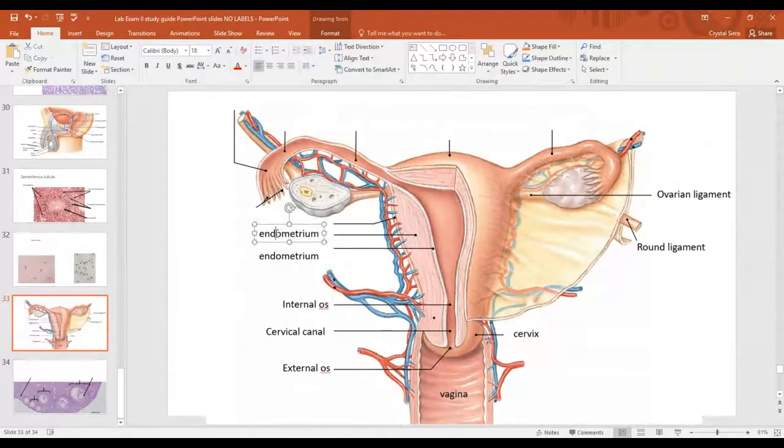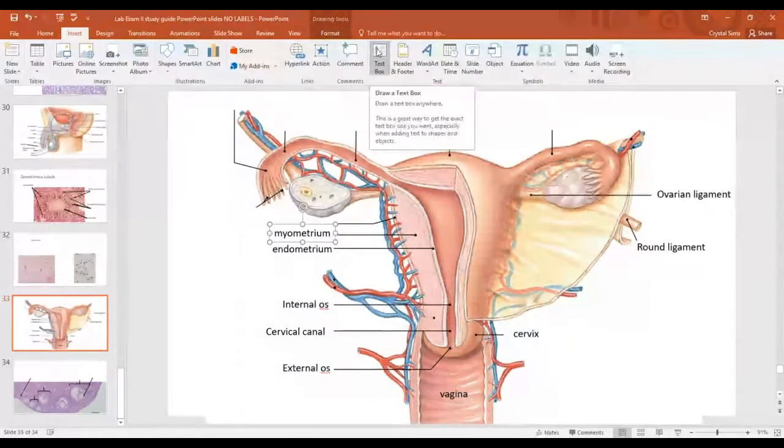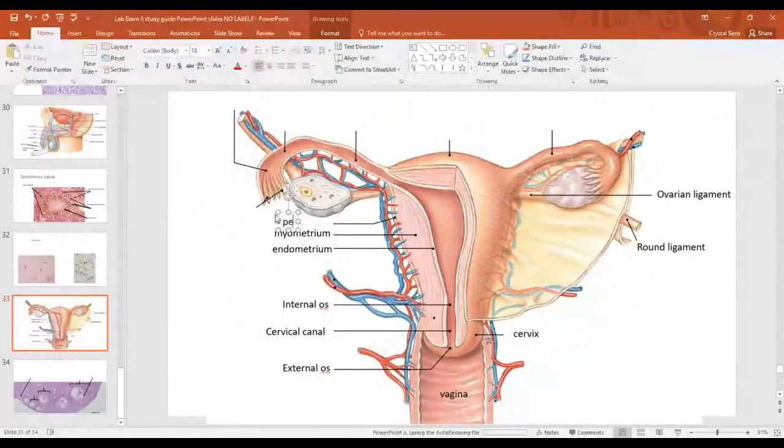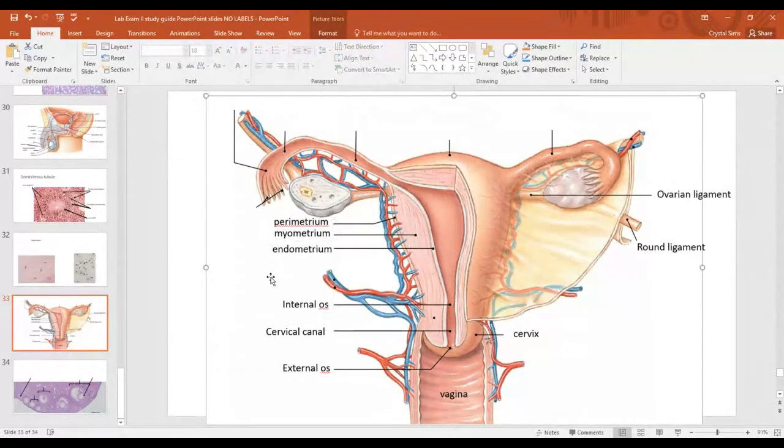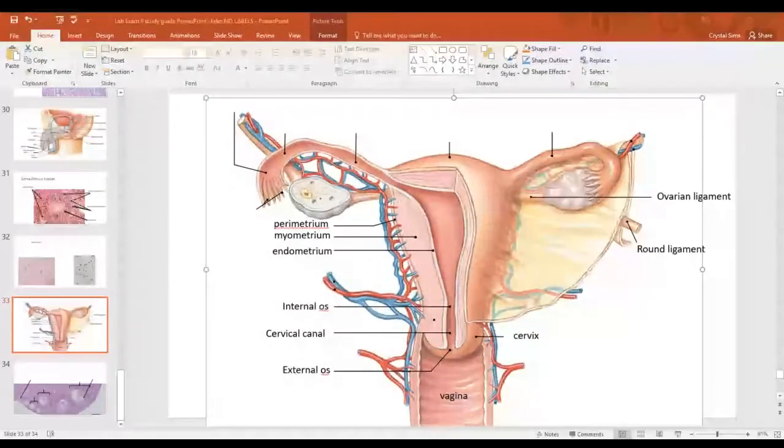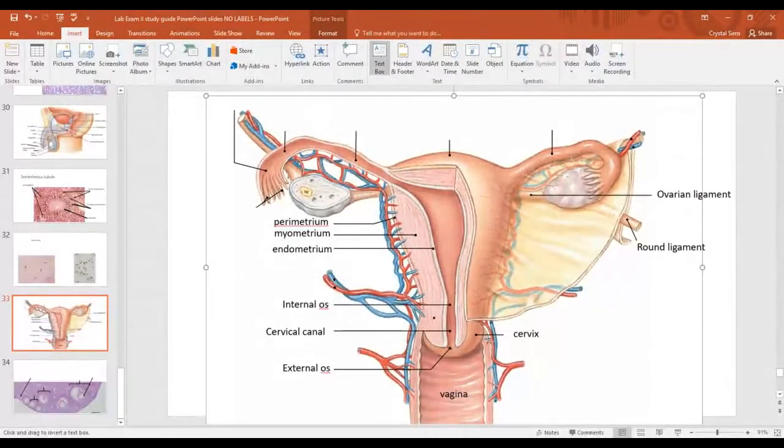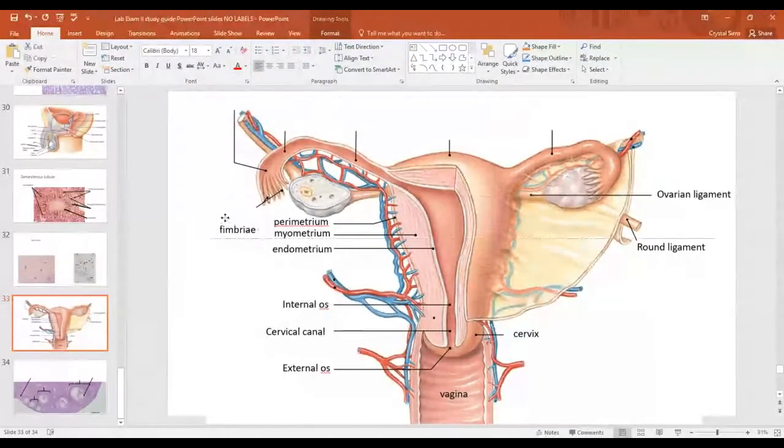This is going to be my ovarian ligament. Okay, you can see the ovarian ligament. It is attached to the ovary and is anchoring it to the uterus. Then I've got another ligament poking out from there. That is my round ligament. And then I'm going to come down here to the side. That is going to be my cervix.